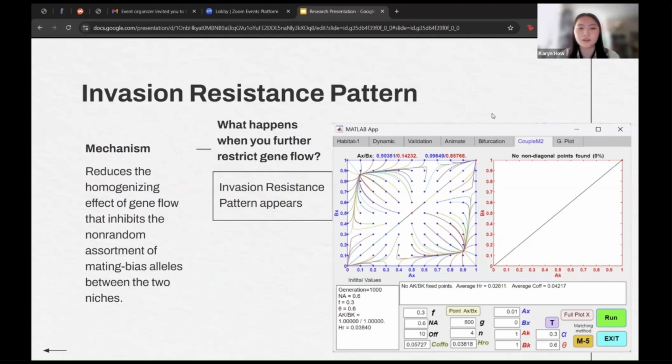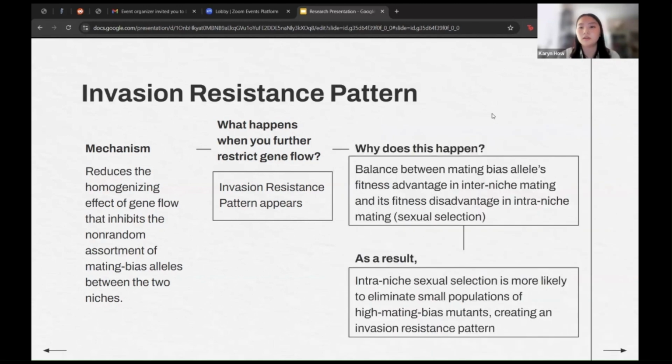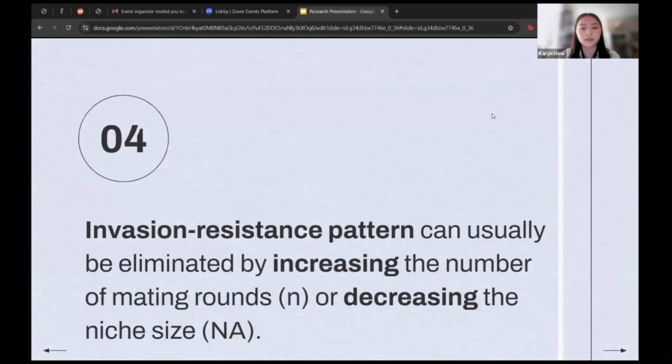So you might wonder, why does this happen? We notice that there's a balance between a mating bias allele's fitness advantage within interniche mating, so mating between niches, and its fitness disadvantage with intraniche mating, which is caused by sexual selection. As a result, intraniche sexual selection is more likely to eliminate smaller populations of high mating bias mutants, which is why we end up finding a resistance pattern. To combat that, we found that invasion resistance patterns can usually be eliminated by increasing the number of mating rounds and decreasing the number of niche sites.